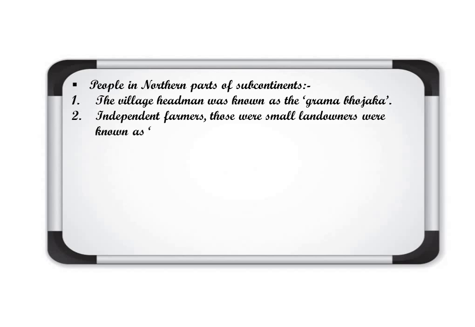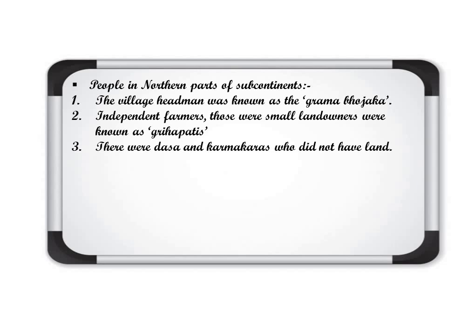Number 2, independent farmers. Independent farmers were small landowners. They were known as Grihapatis in the northern part of India. Number 3, there were dasas and karmakaras who did not have land. So there were 3 categories found in the northern parts of the subcontinent. The largest landowner or the village headman was known as Gram Bhojaka, who had different powers that we are going to discuss. Independent farmers or small landowners were known as Grihapatis.